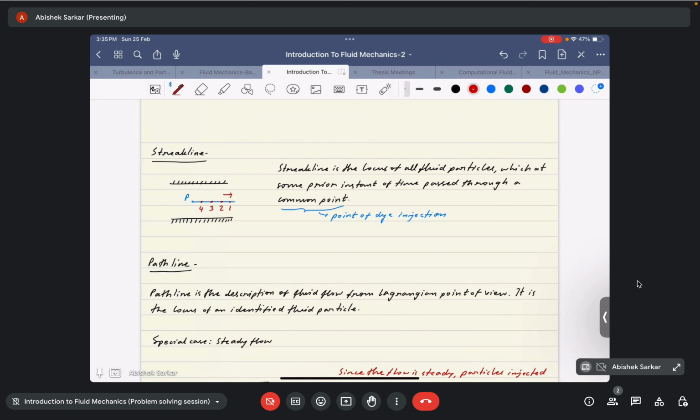Okay, so let's assume that particle 1 was injected at this point at say time t1. At an instant of time t1. And this is our point of interest, point P, or the point of injection in this case. So particle 1 has been injected at point P and has traversed a distance, say u delta t, and has reached here. So this is now particle 1.